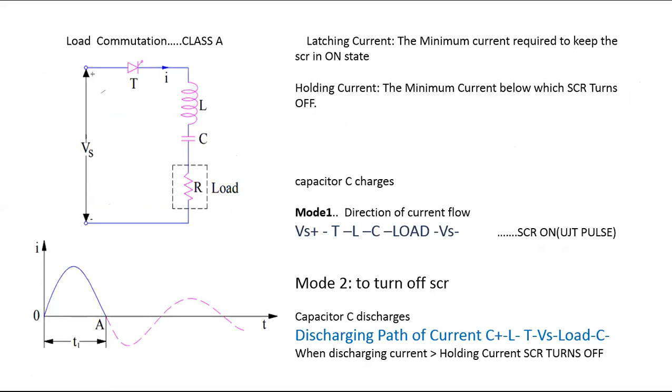What is that current called? At that particular period of time, we confirm that the SCR is on when all three junctions are turned on, and then the current is called the latching current. So the minimum current value required to keep the SCR in the on state is called the latching current. In the graph they have mentioned the latching current below which it will turn off. One more current: what is holding current? The minimum current below which the SCR turns off.